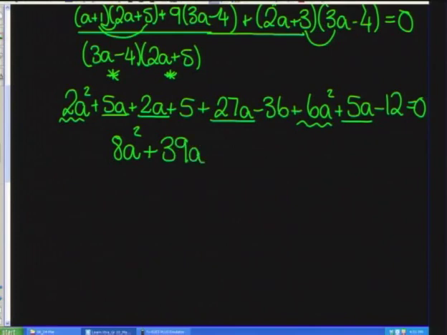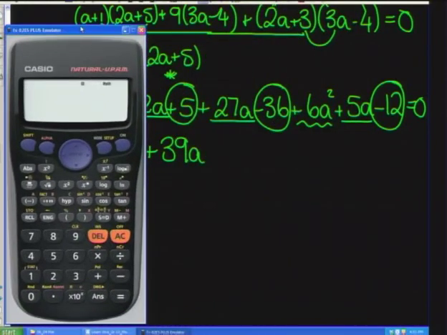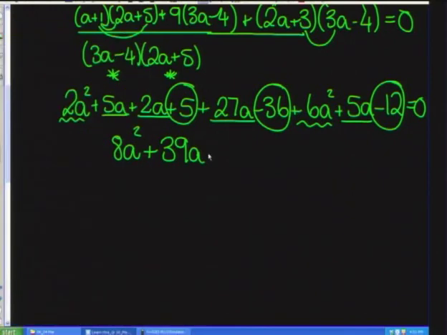And then finally, we've got like terms here. I've got a plus 5, a minus 36, a minus 12. And I'm going to very quickly just do that over here so I don't make any silly mistakes with it. So we've got a 5, I've got a minus 36, and I've got a minus 12. Okay, so we've got negative 43. Okay, and it's equal to 0.